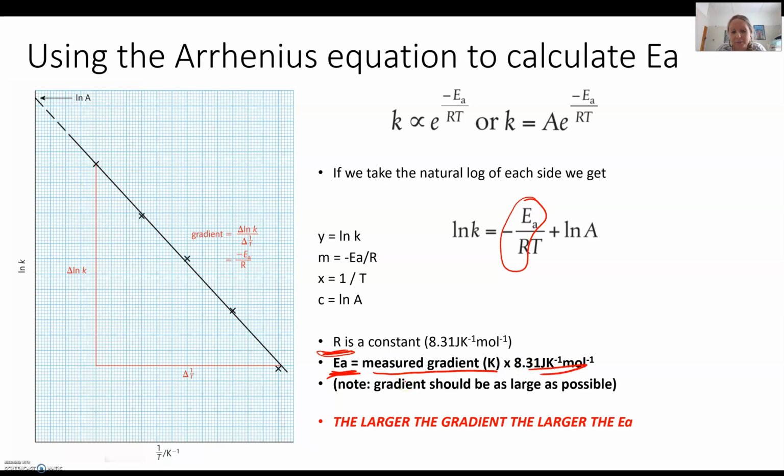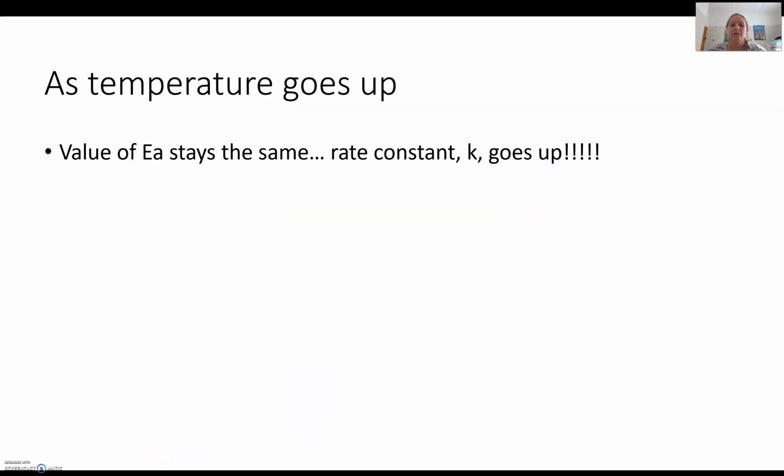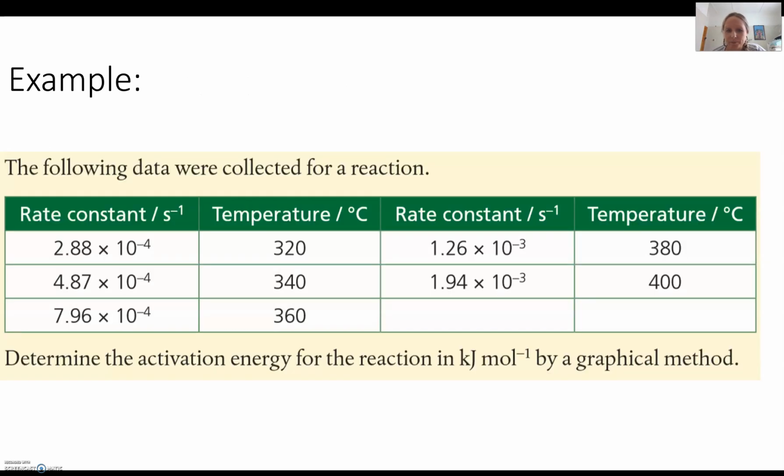Okay, and that's really important. So we can do the gradient of the line, rearrange with R, and it'll solve for your activation energy, which is the whole point here. So we can see what the activation energy of a reaction actually is, which is pretty cool. Just a reminder that temperature won't change the activation energy, but the rate constant does change.